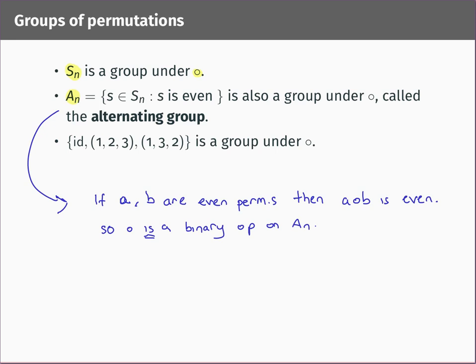So that's condition 0. Condition 1 is we need to show there's an identity element. So part 1, the identity permutation is even. So we know this. So it belongs to AN, and of course it behaves as an identity element for composition of functions. So the identity axiom is true.